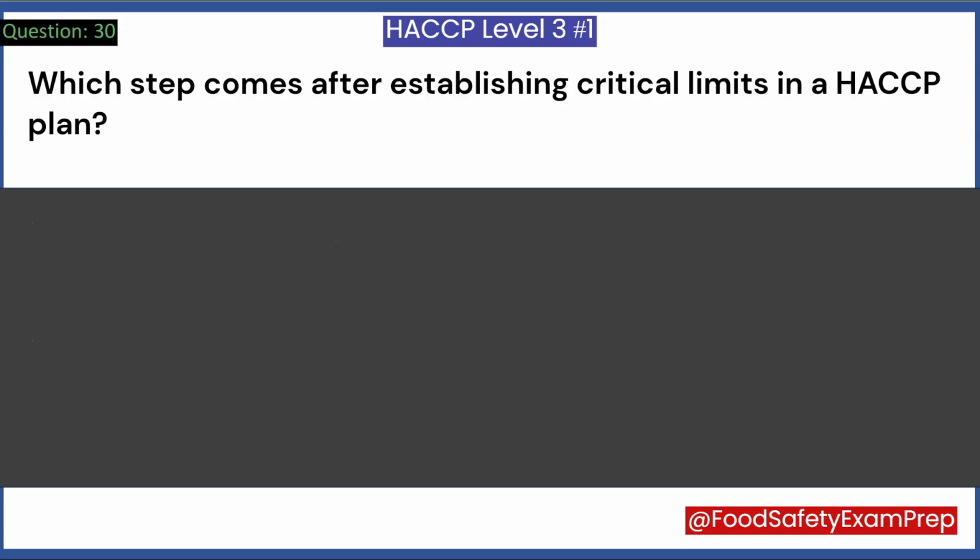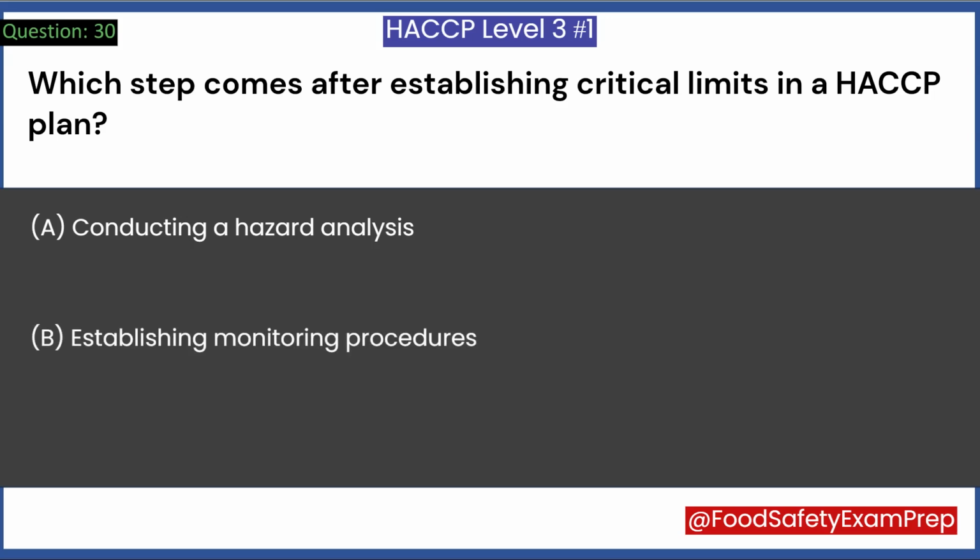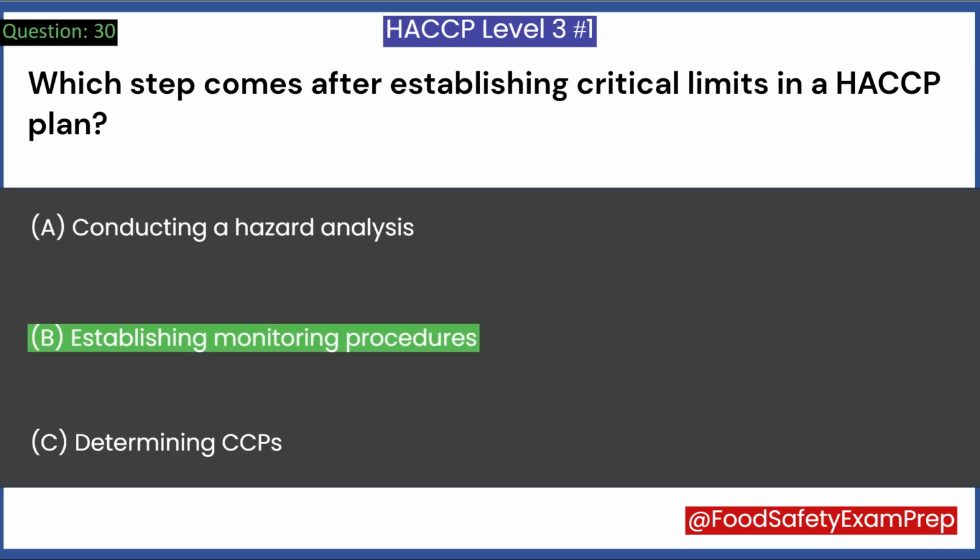Which step comes after establishing critical limits in a HACCP plan? A. Conducting a hazard analysis. B. Establishing monitoring procedures. C. Determining CCPs. Answer: B. Establishing monitoring procedures.